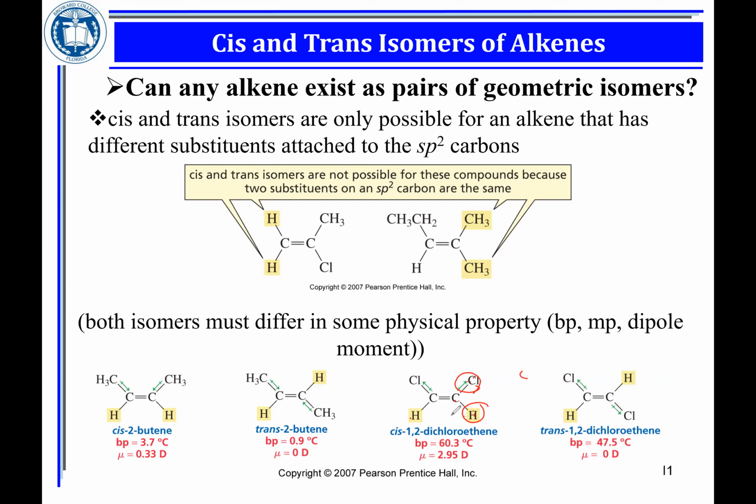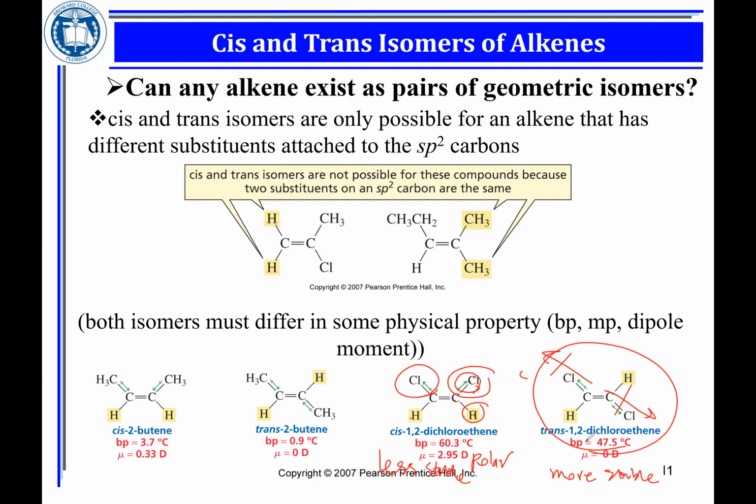Trans is more stable, okay? Trans is more stable. Cis, if it has a polar bond, is going to also be more polar and less stable. Trans is non-polar because the charge distribution of the electrons is more symmetrical; it's pulling in opposite directions. But in cis, both chlorines are pulling electrons to the same side of the molecule, which makes it more polar.